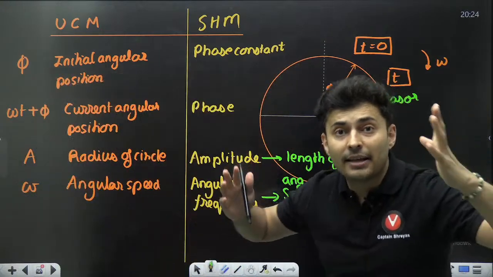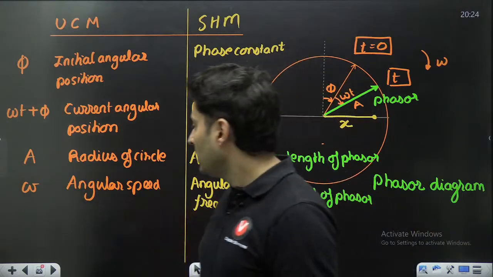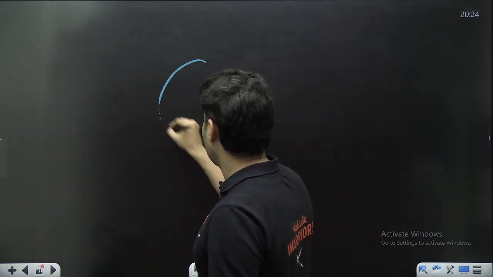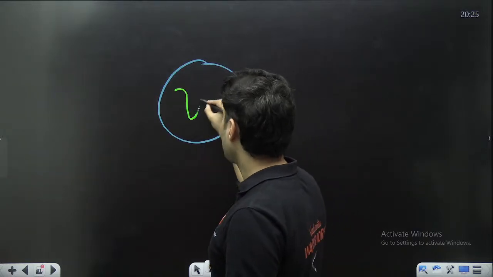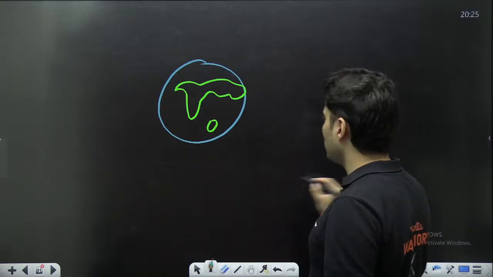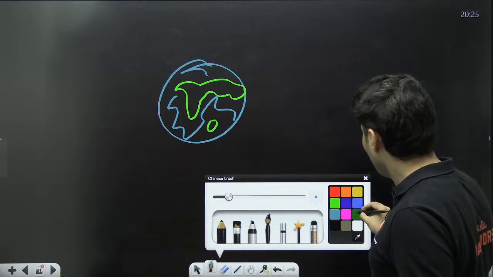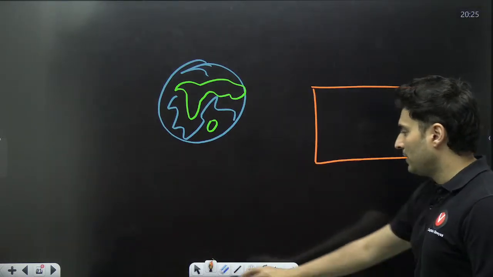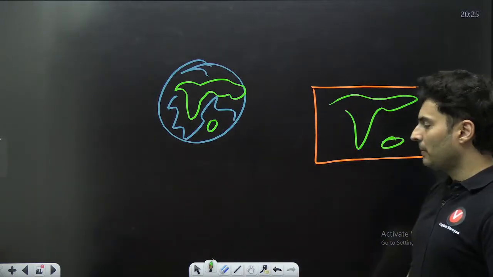So a phasor diagram, is it a real diagram? No, it is just a representation. Like for example, we all know that we live on Earth. There are continents, there are islands, there is ocean, everything is there on Earth. But what do we do? We show it on a map, right? Something like this, we show it on a map.